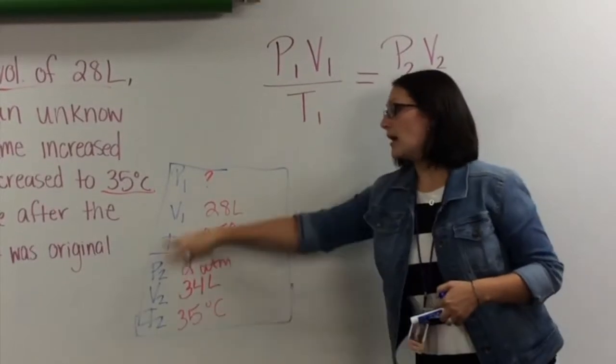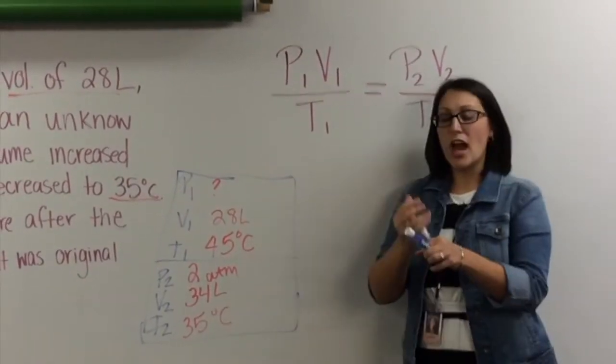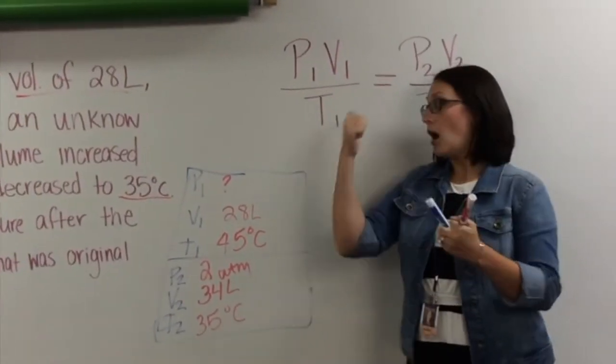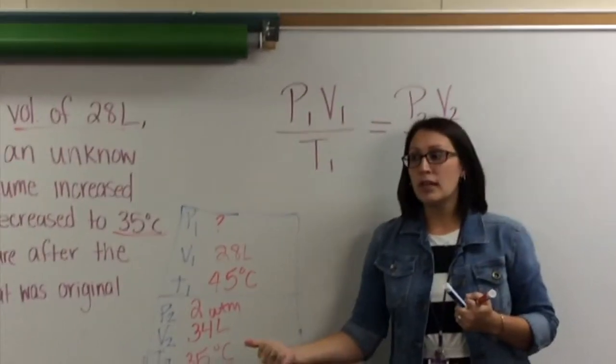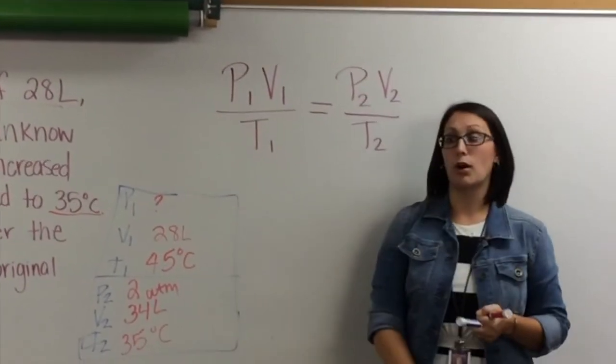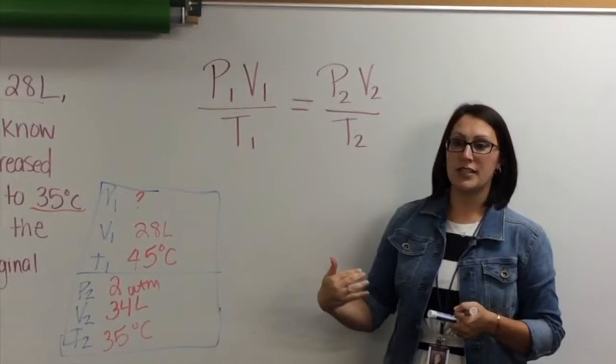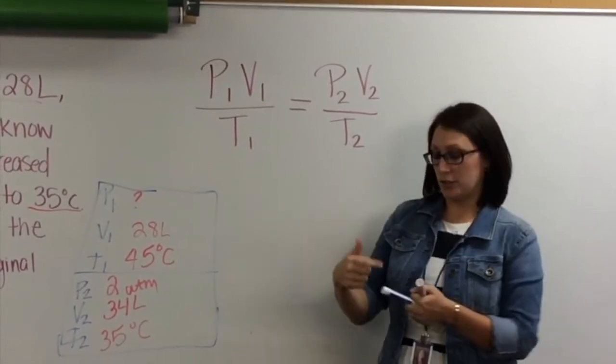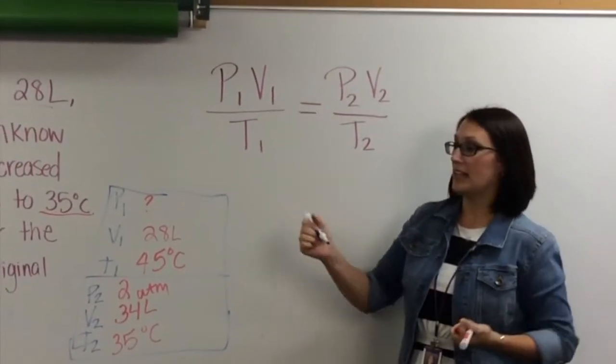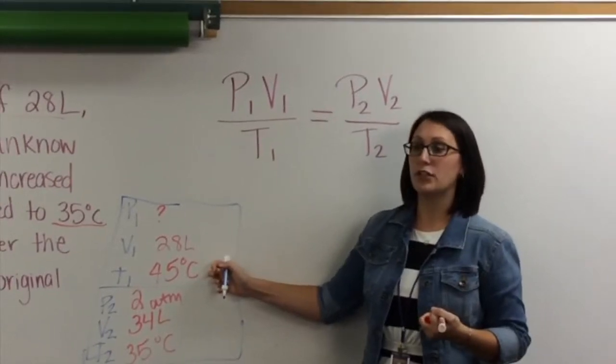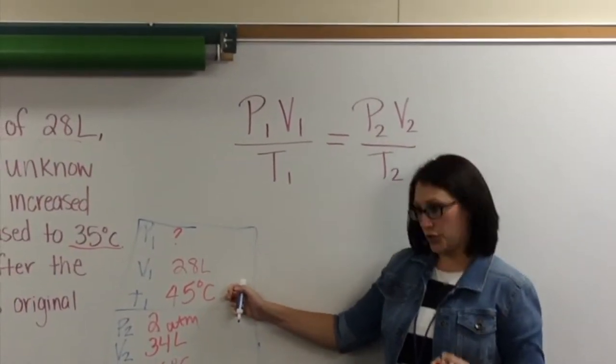Now, in our box of knowledge is where we check our units. Are our volumes in the same unit? Both of them are liters, it'll work. What do we have to make sure our temperature is? Kelvin. So we have to turn these into Kelvin. And in order to take Celsius to Kelvin, you add 273.